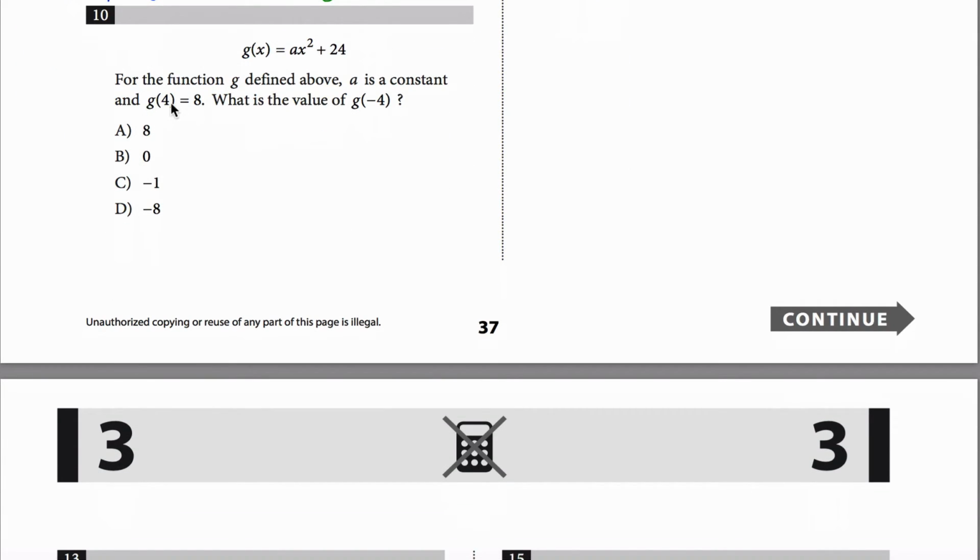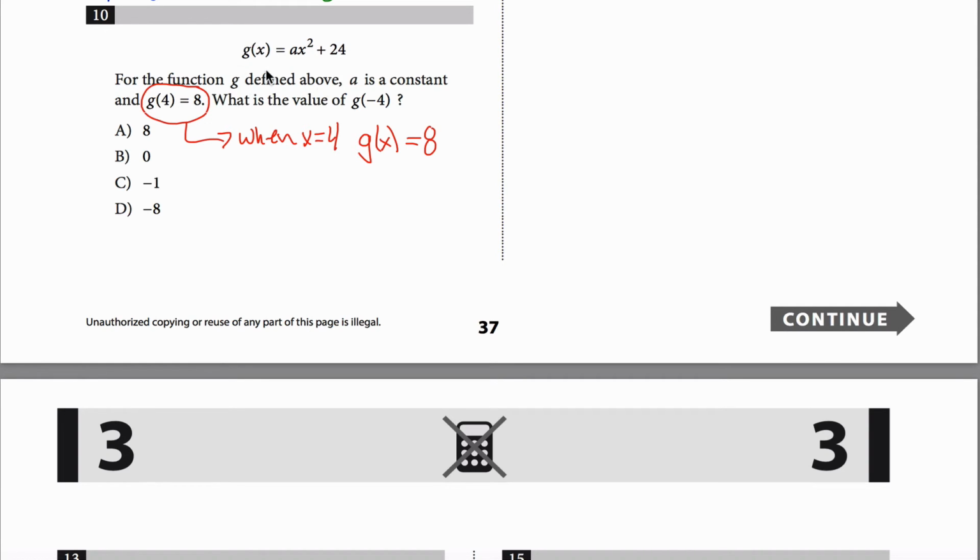All right, number 10 here. For the function g defined above, a is a constant, and g of 4 equals 8. Okay, what you need to know is that this is telling you when x equals 4, g of x equals 8. That's all encoded in here. It's saying the value of x, what's inside these parentheses, is the 4. And what that's equal to, this entire g of x thing, is 8.